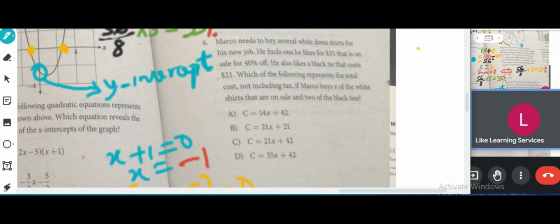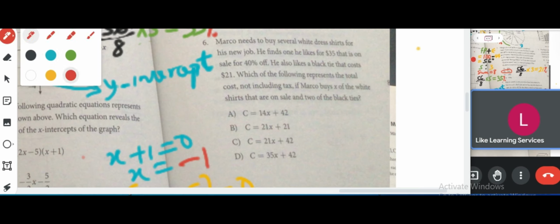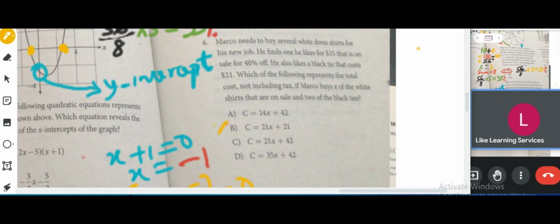That means B should actually be eliminated. B is not a likely option because there are 2 black ties and each black tie is 21. So the 2 should be 42. Do you understand? Yes. So the option is between A, C, or D. But this is how we know which one is which.